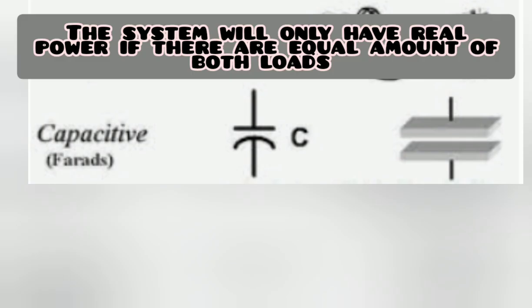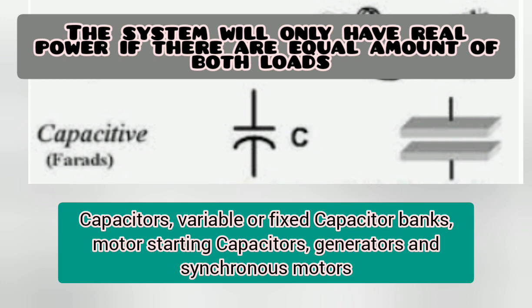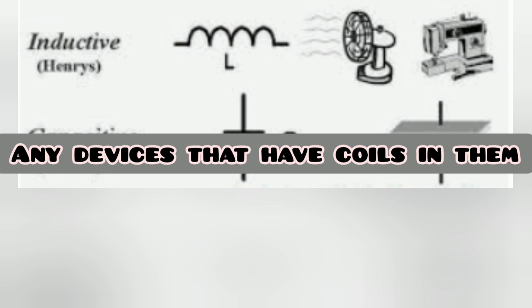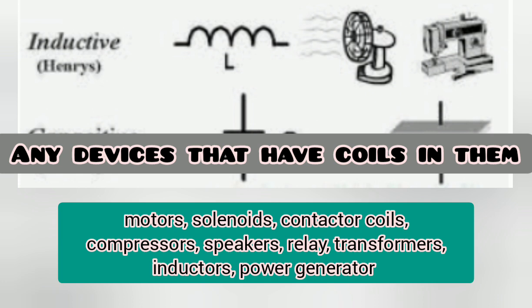For capacitive, the system will only have real power if there are equal amounts of both loads. Examples are capacitors, variable or fixed capacitor banks, motor starting capacitors, generators, and synchronous motors. For inductive, it is any device that has coils in it. Examples are motors, solenoids, contactor coils, compressors, speakers, relays, transformers, inductors, and power generators.